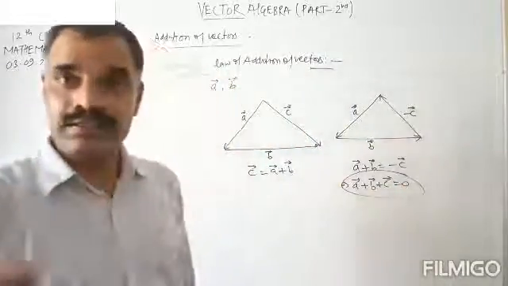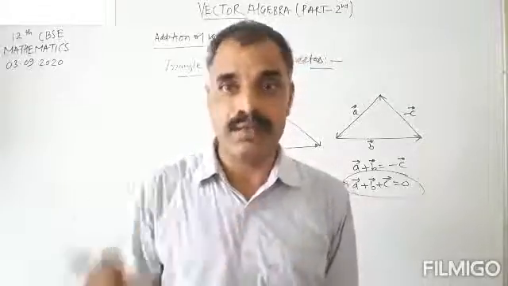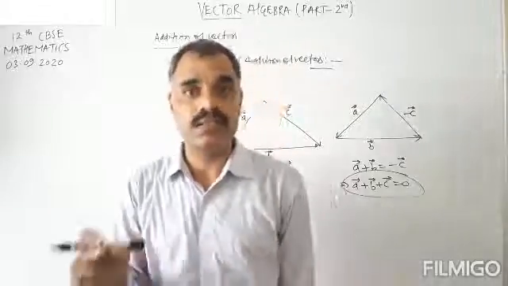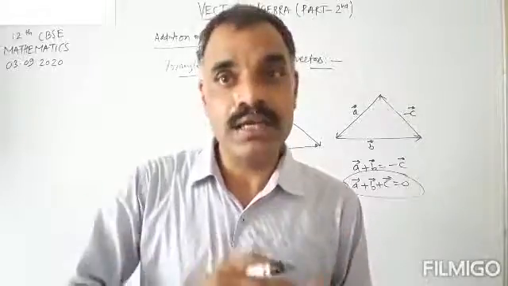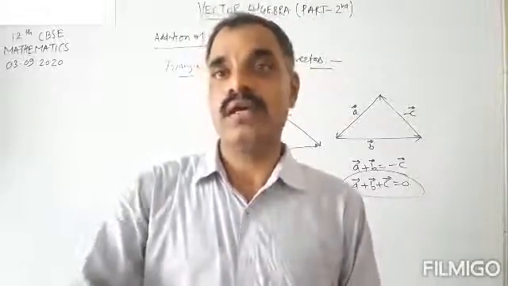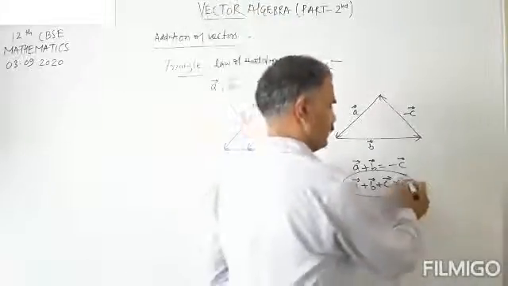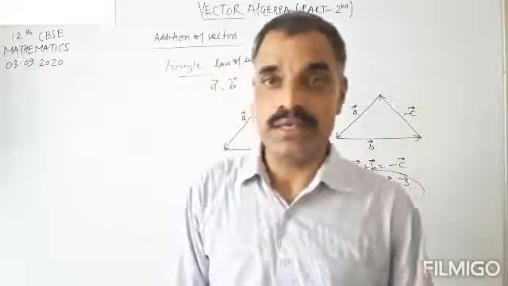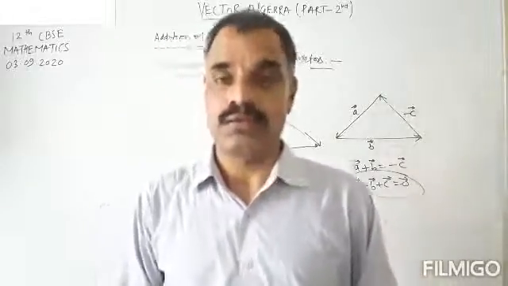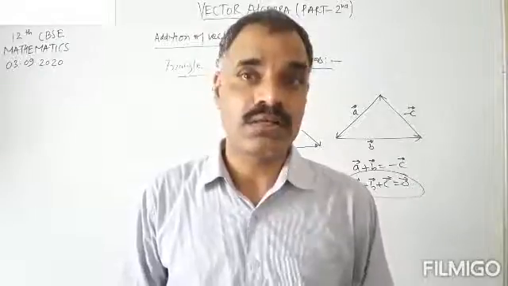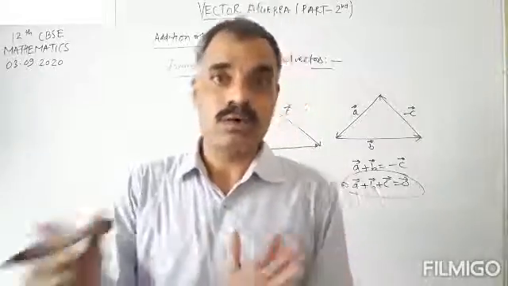So A vector, B vector and C vector are the three sides of a triangle in direction and magnitude. These three vectors are representing the three sides of a triangle in the same direction, in the same order. Then their sum is equal to the 0 vector. A vector plus B vector plus C vector is equal to 0 vector. This is called the triangle law of addition of vectors. Now both the laws are the same.